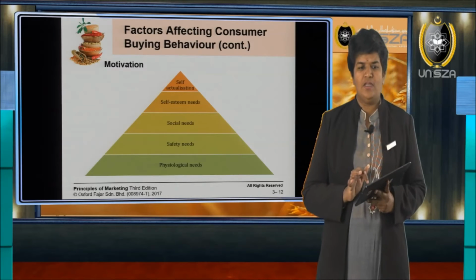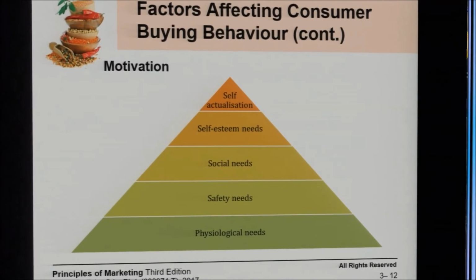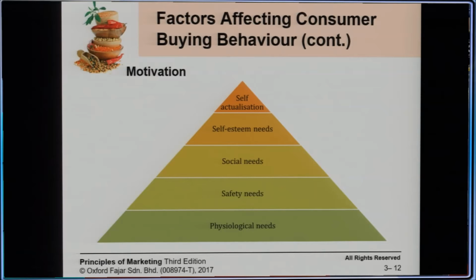Okay, motivation: this is actually Maslow's hierarchy model. In Maslow's hierarchy model, we can see the first are the physiological needs, second the safety needs, then social needs, self-esteem needs, and self-actualization. Each stage carries a different definition, definitely different needs for a consumer to carry out the purchasing decision.